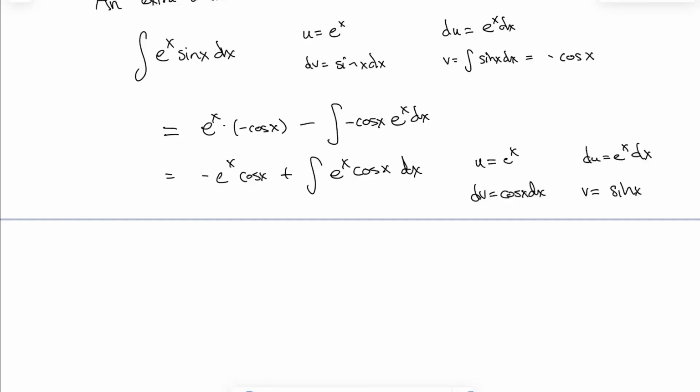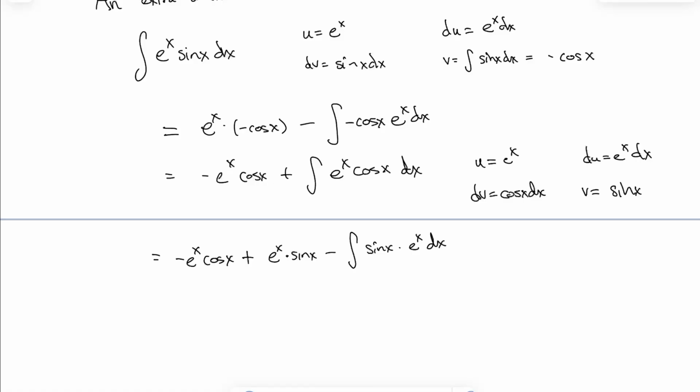Okay, let's do it. So this is now minus e to the x cosine x plus, and here I'm going to do uv minus integral v du. So u is e to the x, v is sine x, minus integral v, sine x, du, e to the x dx. All right. And again, we should think about comparing to what we started with. Actually, now we've sort of gone full circle.